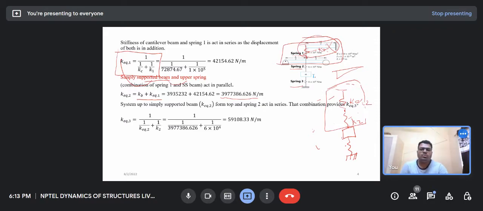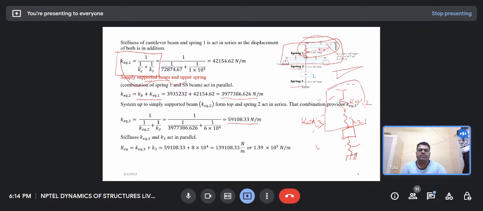So this becomes 1 by k equivalent 2 plus 1 by k2. If you add and do the calculation, you will get the stiffness of k equivalent 3. Now after removing this spring, this becomes the k equivalent 3. Now this spring and the bottom one, spring 3, are in which combination? Parallel combination. So you can directly add both the springs, k equivalent 3 and k3, and you will get the total stiffness of the system, which would be 1.39 into 10 raised to power 5 Newton per meter.